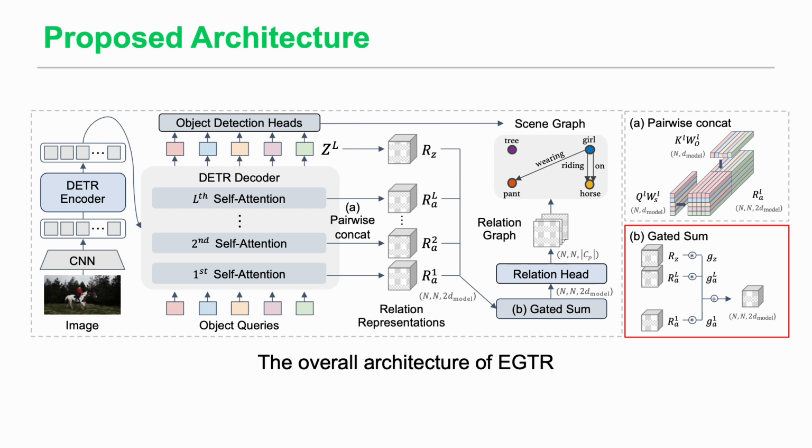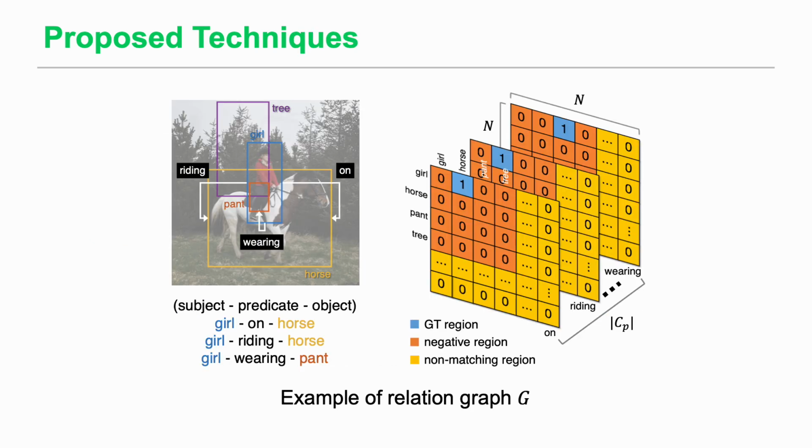Furthermore, we introduce a gating mechanism to use the various information learned in all layers effectively. We extract the relation graph from the gated summation of the relation representations across all layers. Since the number of object queries n is set large enough to cover objects in the image, the ground truth relation graph G is severely sparse.